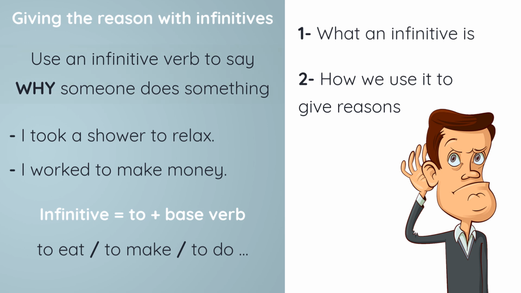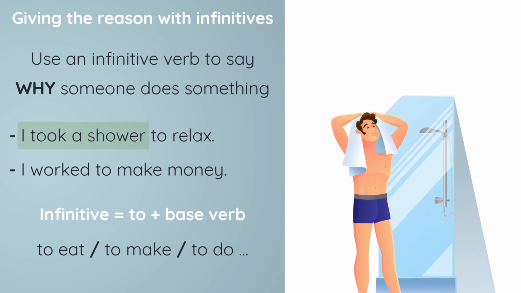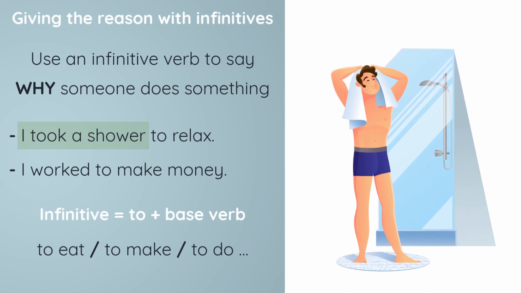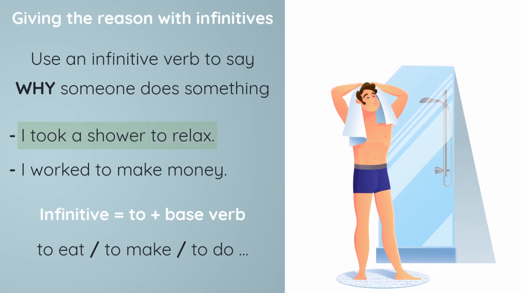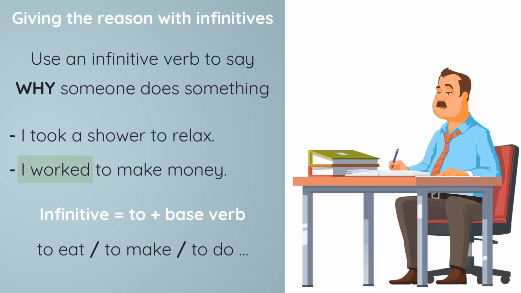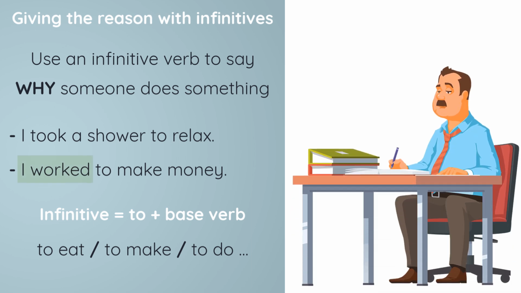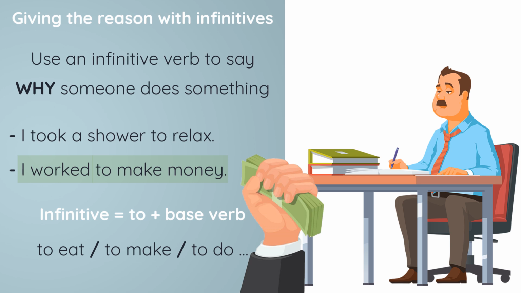Like I said, we use an infinitive verb to say why someone does something. So let's look at some examples. I took a shower. Why? To relax. I worked. Why? What's the reason? I worked to make money. Okay, so what I'm doing here is I'm showing you part of a sentence, and then at the end is an infinitive verb that shows the reason why.